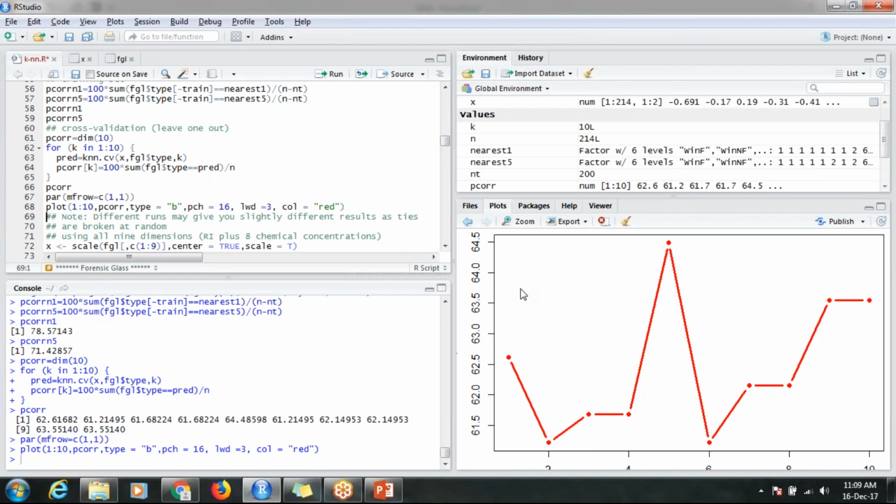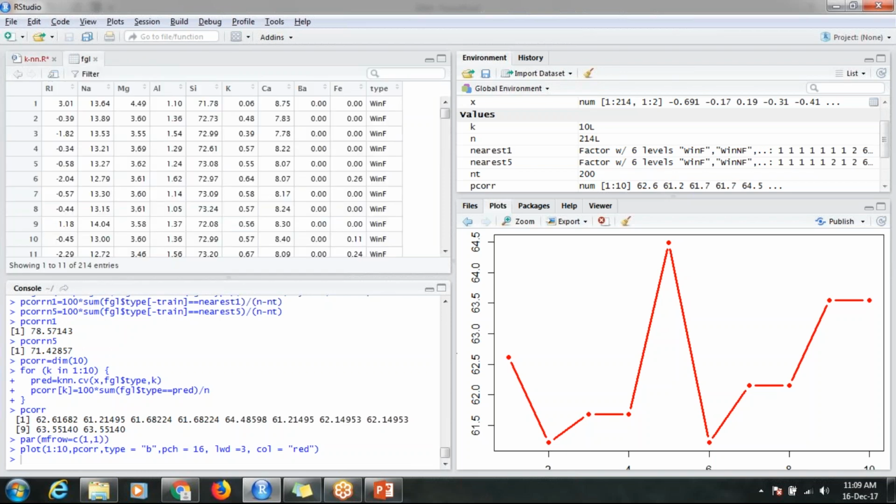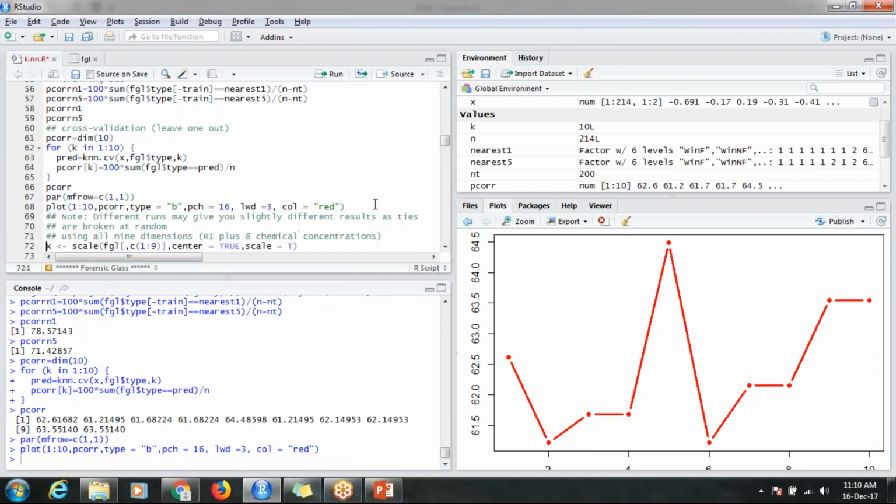Now, that was only on the basis of two variables, that is refractive index and aluminum. Now let me try to do it with all the variables that were there. Here in X, I was considering only refractive index. Now I will consider all 9 and try to make the classification and see how it works.